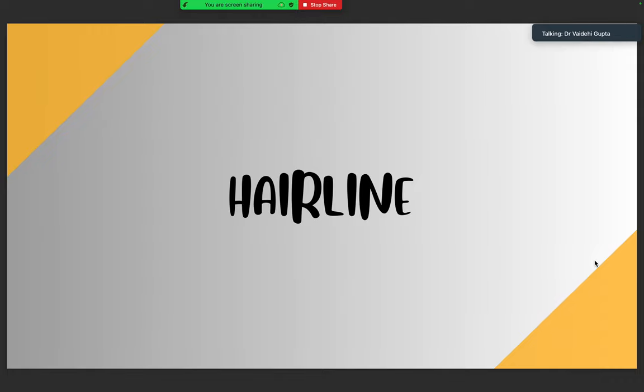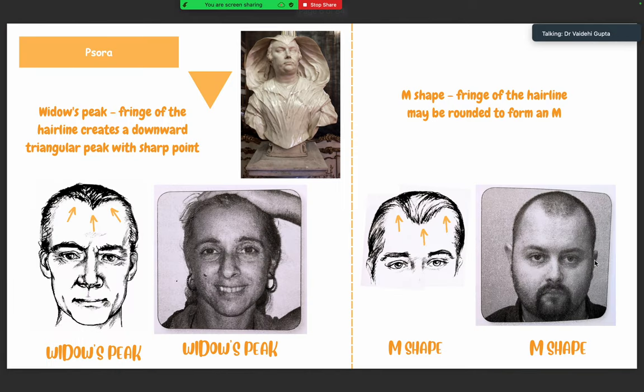Now I'll discuss every feature one by one. So, hairline. What is the hairline of all the three miasms? In Psora, there are two hairlines. The first one is widow's peak and the second one is M-shaped. Widow's peak is an inverted triangular structure. It is a fringe of hairline that creates a downward triangular peak with a sharp point. So the inverted triangle, where the base is above and the apex is directed downward, is called widow's peak.